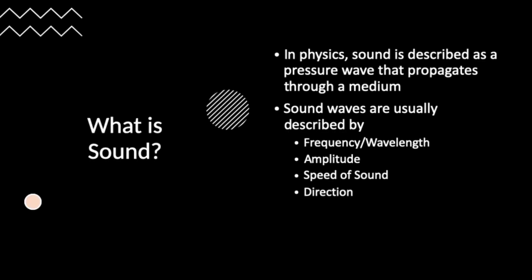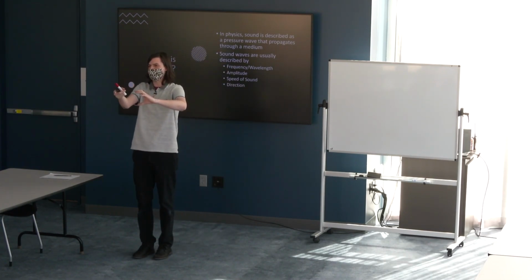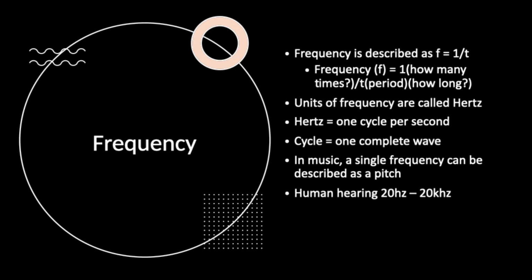In physics, we can describe all these things in sound. We can describe sound as frequency and wavelength, which we'll talk about, amplitude, speed of sound, which is always changing, and sound is directional. I'm sure you've seen it before. If I get a speaker and aim it at your face, you're going to hear it more than I am, because sound is directional. Frequency. What is frequency?